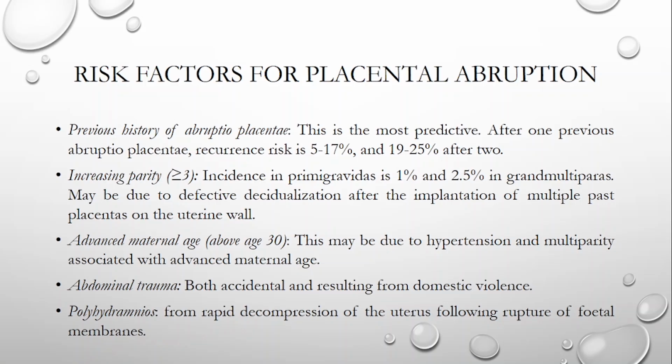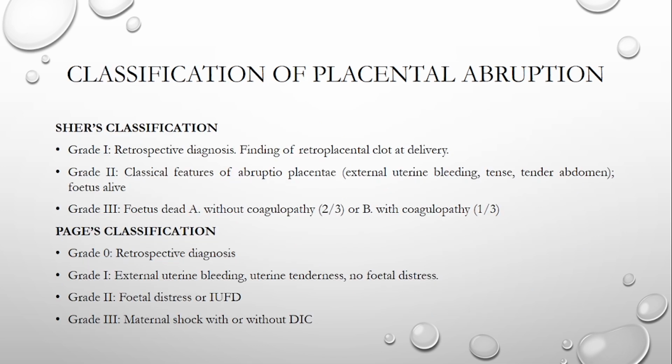So you find that Sher's classification and Page's classification are almost the same. But Sher's classification is better and is mostly applied in most cases. It's straightforward. You can easily make a diagnosis and classify whether it's grade 1, grade 2, or grade 3, grade 3A or grade 3B, with or without coagulopathy.